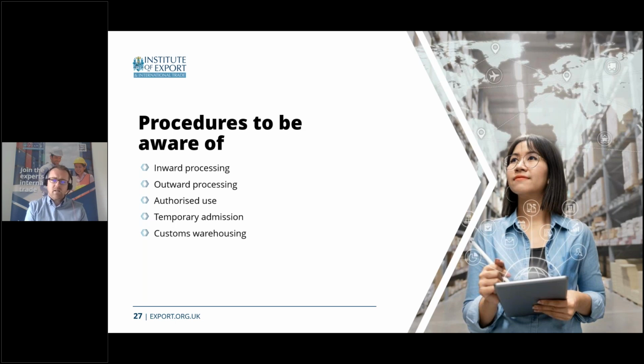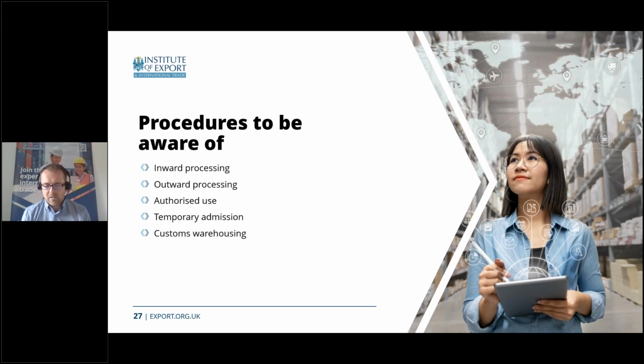There is then temporary admission, so any items brought into the UK or into GB on a temporary basis for up to 2 years, but for a specific use. So it could be for demonstration and exhibition, demonstration equipment, tools perhaps, and they must be re-exported within that 2-year period.